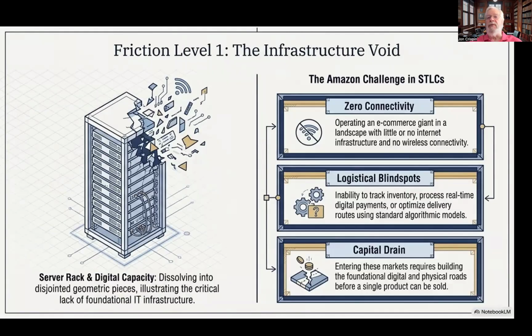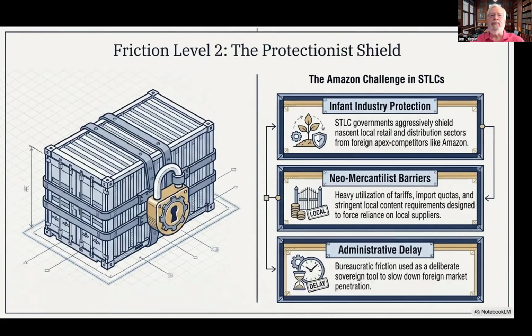So friction level 1 is an infrastructure void, which is shown here in an Amazon example. And we have a short video showing that coming up at the end of this presentation that I think you'll find interesting. Where do you go if your whole infrastructure is based on digital capacity and there is zero connectivity, logistical blind spots, and capital drain in the country? How do you get involved and engaged? Also, there could be protectionism, industry or neo-mercantilism, or administrative delay protectionism just to protect local businesses, which can also deny innovation and progress in that country.